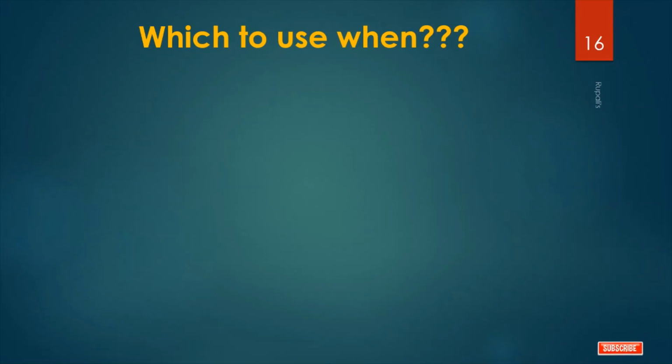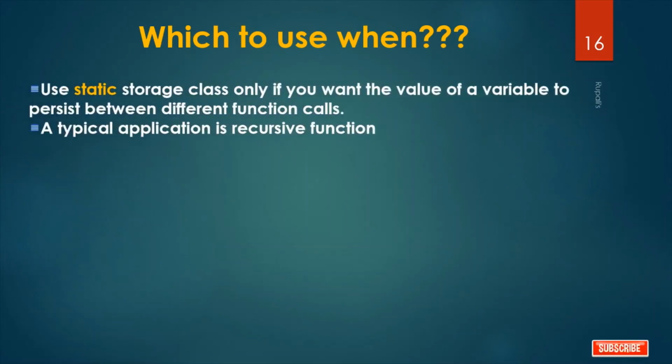We can make a few ground rules for usage of different storage classes in different programming situations, with a view to economizing the memory space consumed by the variables and improving the speed of execution of the program. So the rules are: use the static storage class only if you want the value of a variable to persist between different function calls. A typical application of this storage class is recursive functions.